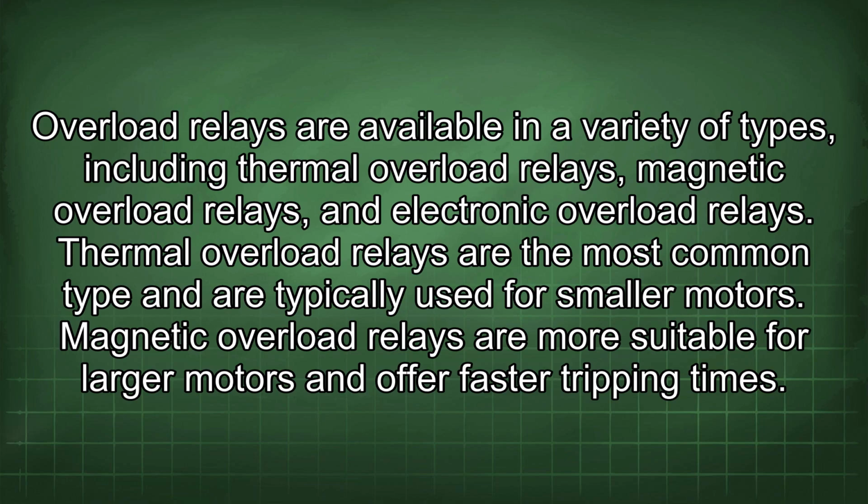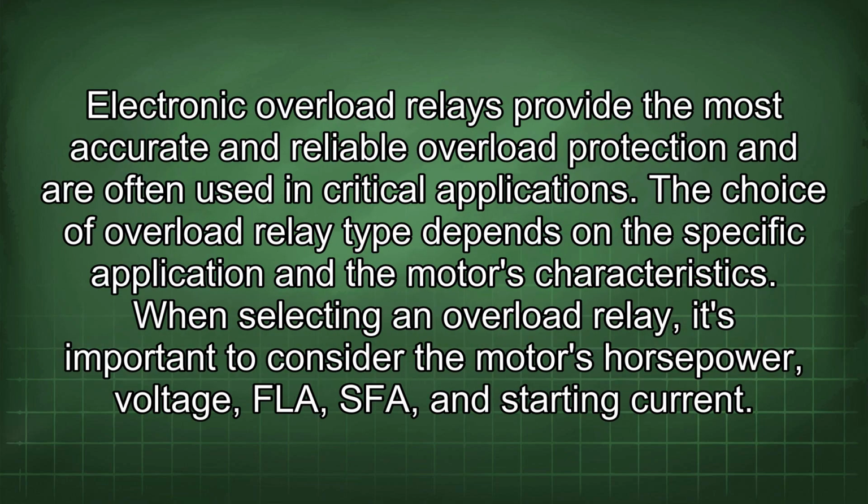Thermal overload relays are the most common type and are typically used for smaller motors. Magnetic overload relays are more suitable for larger motors and offer faster tripping times. Electronic overload relays provide the most accurate and reliable overload protection and are often used in critical applications. The choice of overload relay type depends on the specific application and the motor's characteristics.